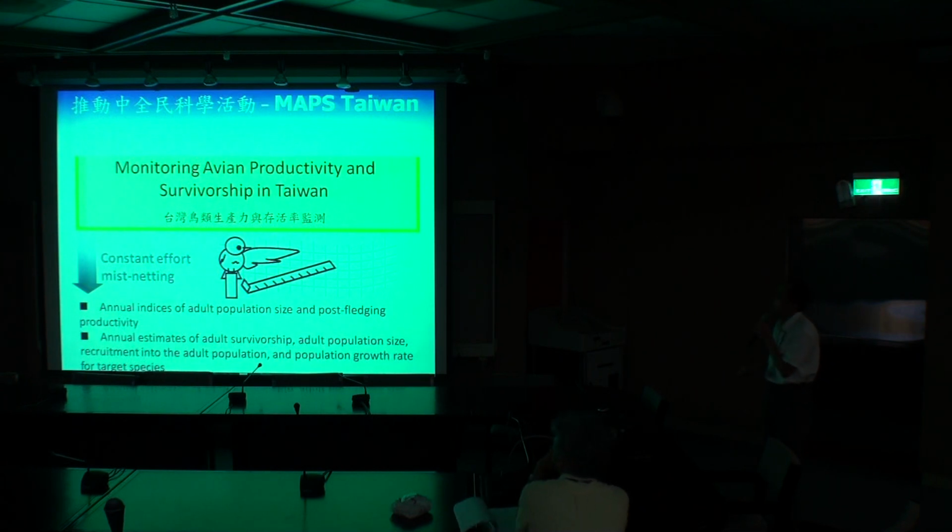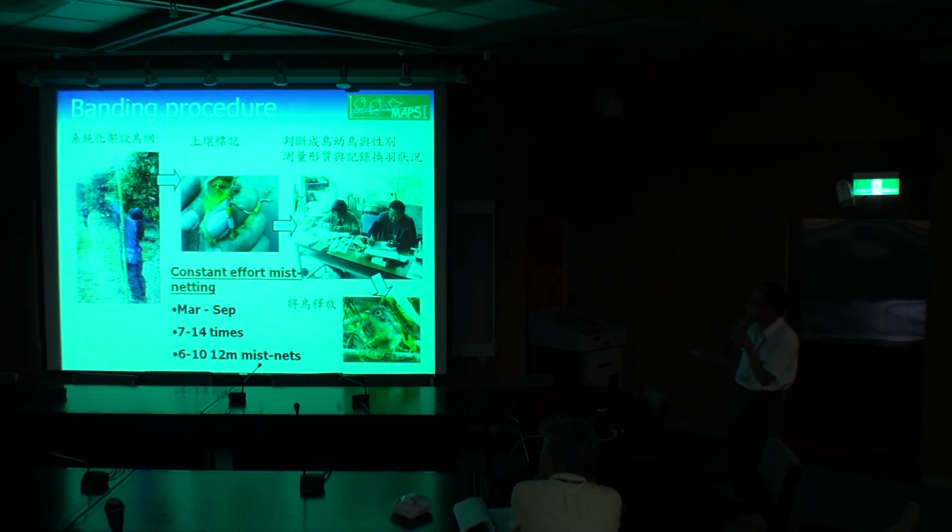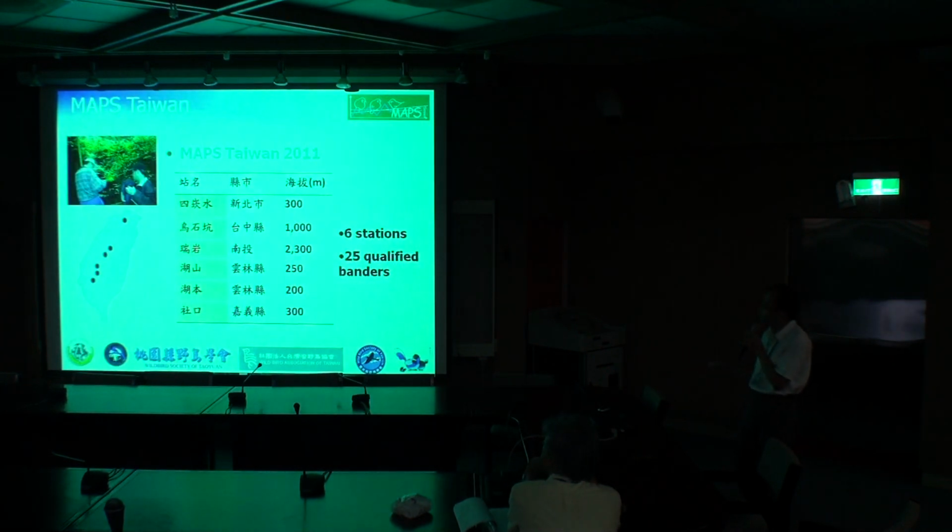And the third project, we call it MAPS Taiwan, Monitoring Avian Productivity and Survivorship in Taiwan. Its aim is to provide annual indices of adult population size and post-fledgling productivity of birds, and also to get annual estimates of adult survivorship. The method we use is called constant effort mist netting. In each banding station, a volunteer will set up the mist net, capture the birds, measure them, assess and age them, and then release them. So far we have 6 banding stations, not many, and 25 qualified banders involved in this project.